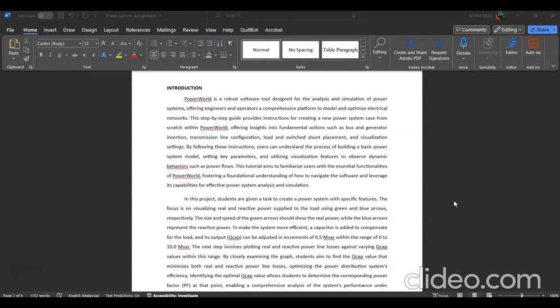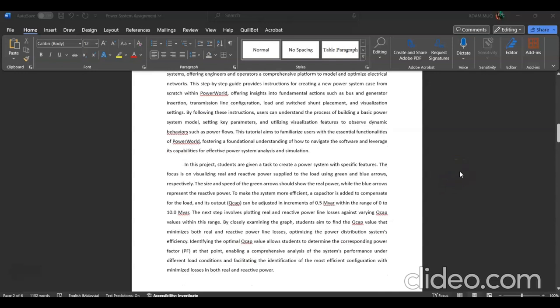This tutorial aims to familiarize users with the essential functionalities of PowerWorld, fostering a foundational understanding of how to navigate the software and leverage its capabilities for effective power system analysis and simulation.